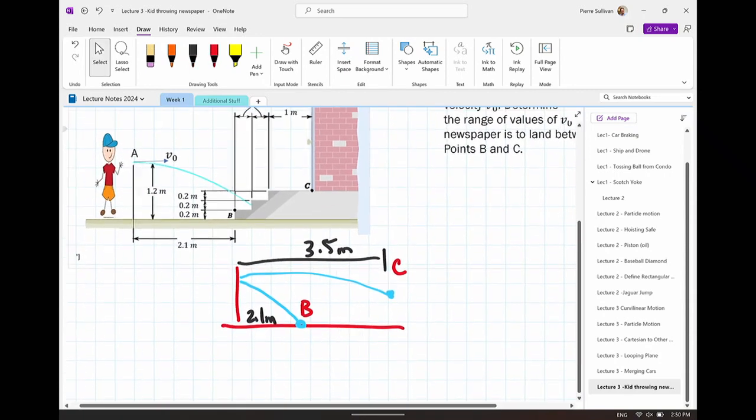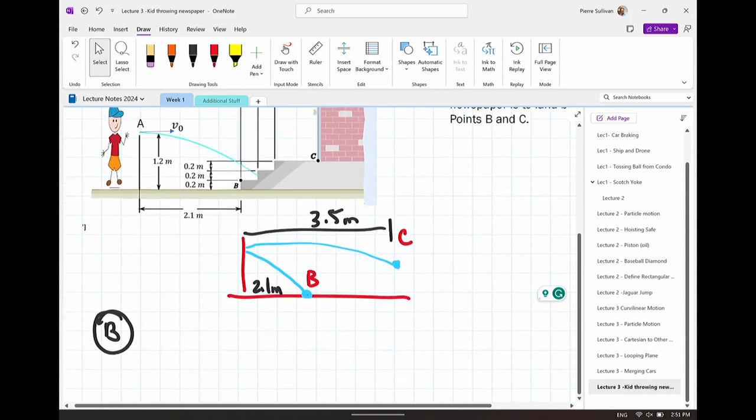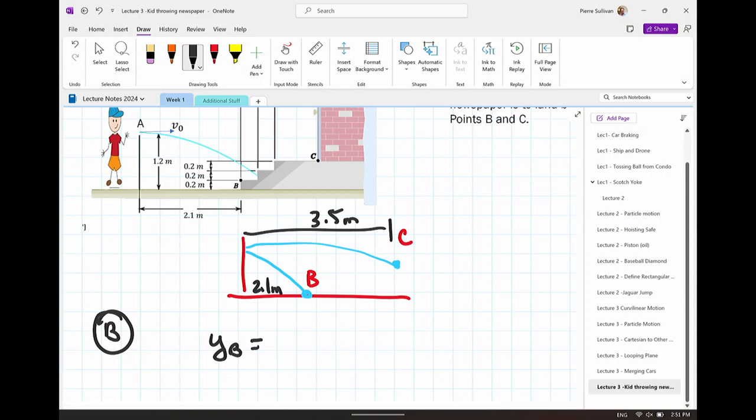So in order to hit position B, I know, first of all, the kid is throwing with a horizontal throw, which means there's no vertical velocity associated with the newspaper. It doesn't rise or fall as the kid is sending it off. It's going straight. So y sub b is going to be 1.2 meters minus 0.2 meters. So the newspaper has to fall 1 meter in that time.